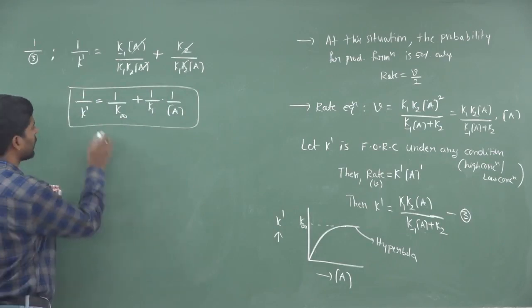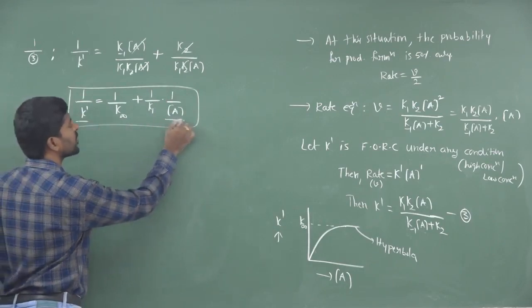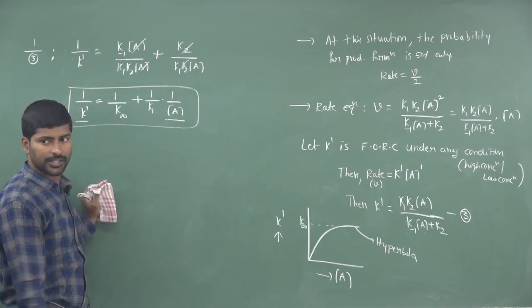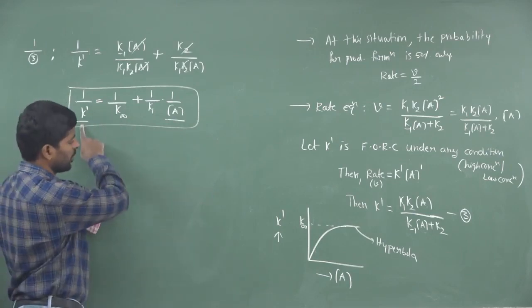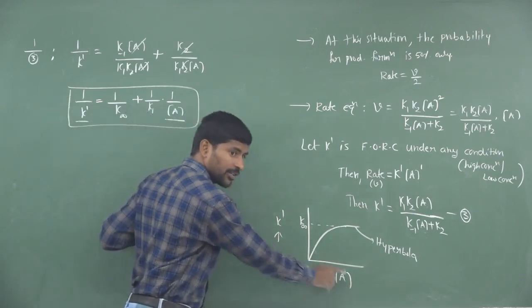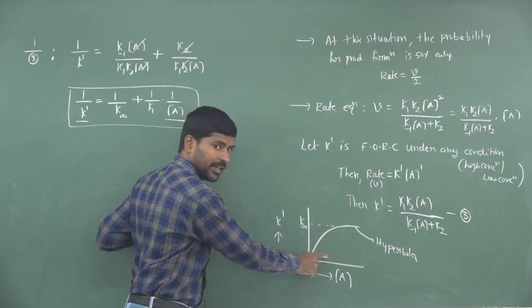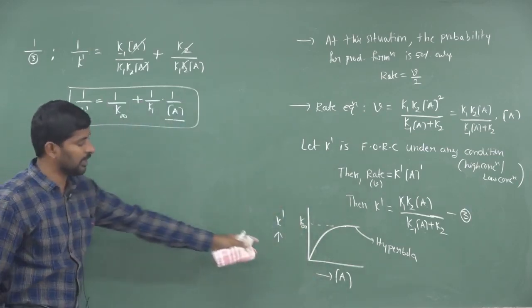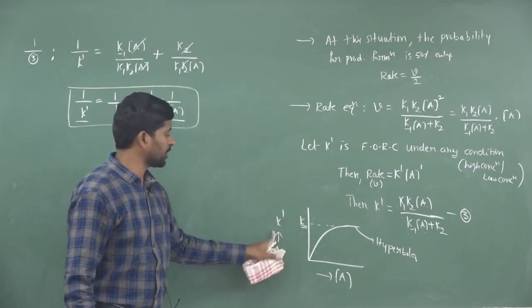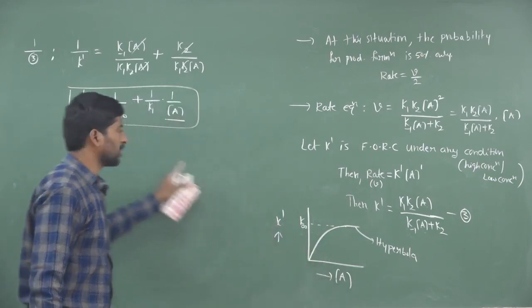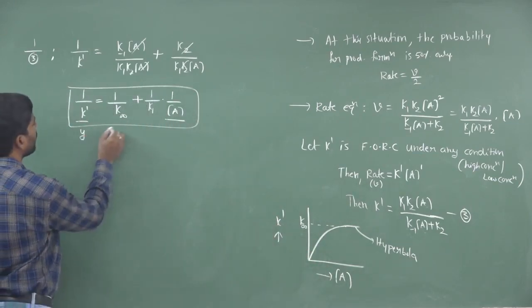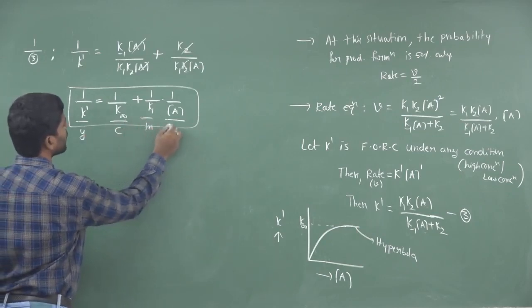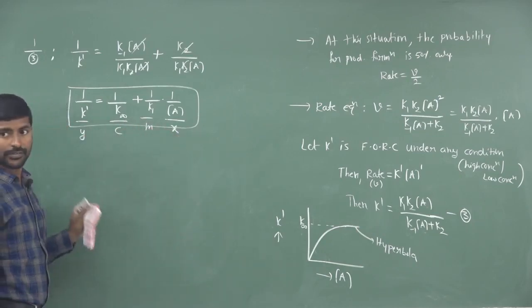So this equation gives how the first order rate constant changes with the concentration of reactant. This is a non-linear relationship, and this is a linear relationship. This is the non-linear relation we got between first order rate constant and concentration of A. So this is in the form of y is equal to C plus mx.